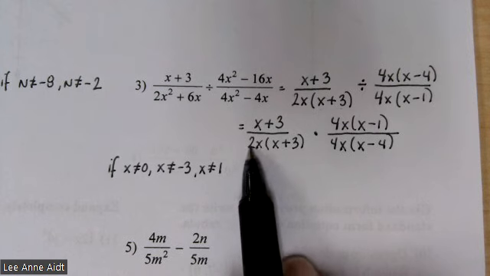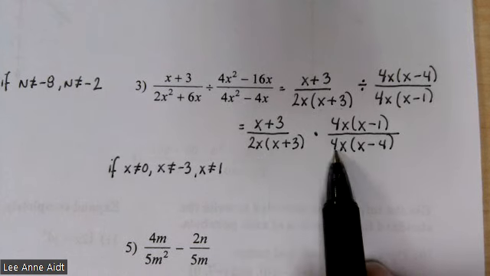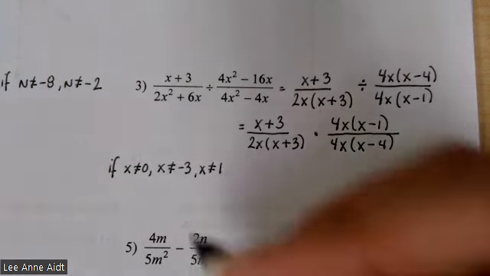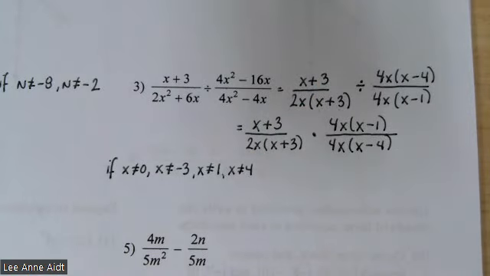Okay, we already got 0. We already got -3. We already got 0, but now we need to add 4. Oh, that's quite a list of things that x can't be. Kind of annoying. Okay, do you see stuff to reduce?